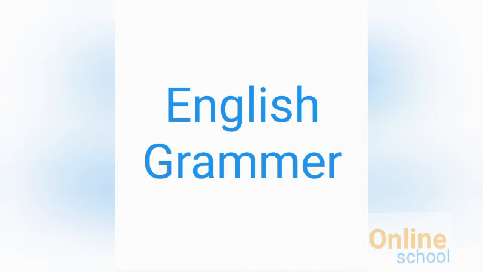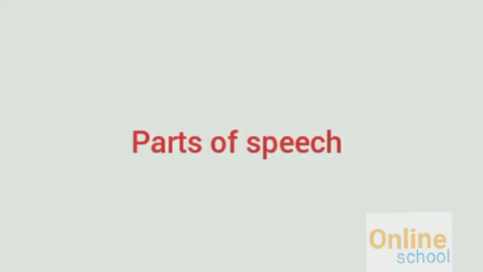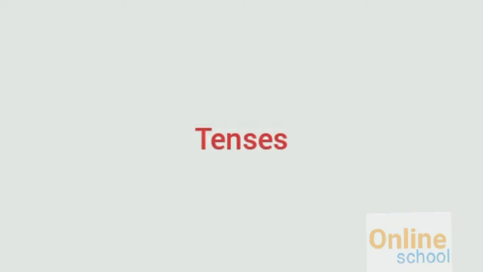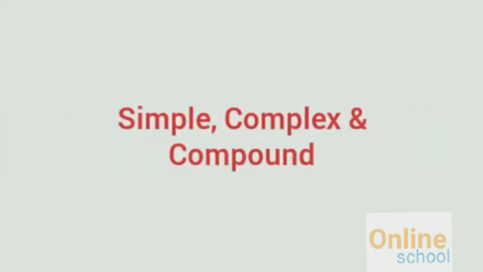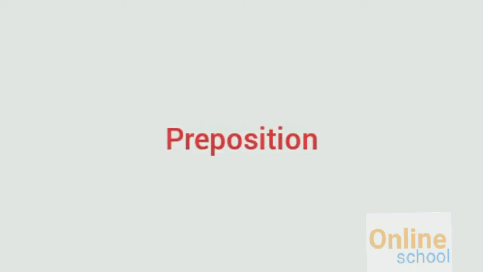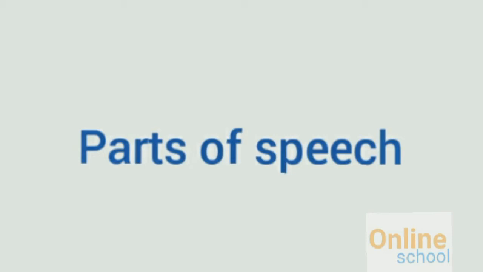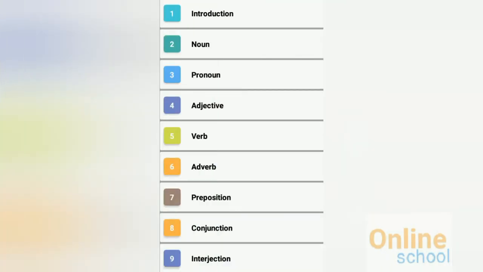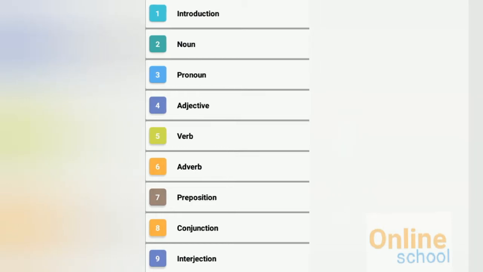To learn English grammar, we have to know about parts of speech, phrases, clauses, singular and plural, tenses, degrees of comparison, simple, complex and compound, active voice and passive voice, article, preposition, etc. So for parts of speech, we have to know about noun, pronoun, adjective, verb, adverb, preposition, conjunction, and interjection. In this class, let us discuss verb.